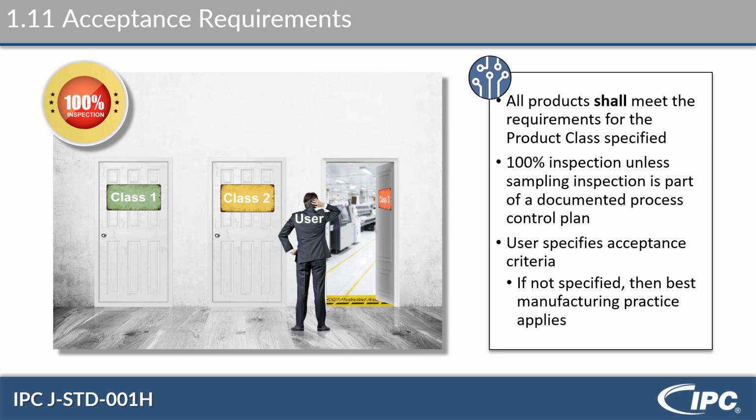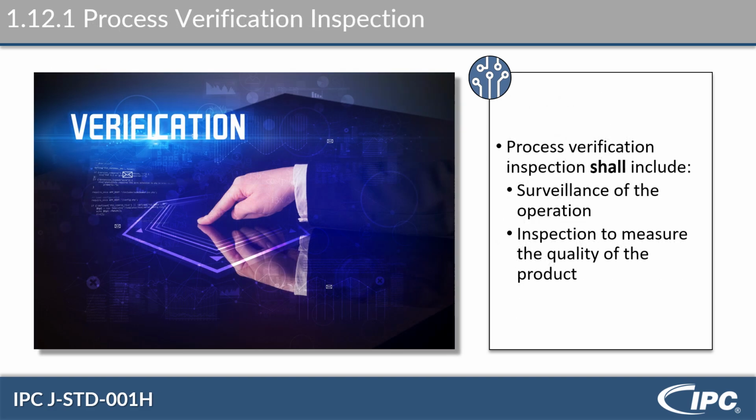Acceptance requirements. All products shall meet the requirements for the product class specified. If sampling is part of the documented control plan, that's one thing, but otherwise it should be 100% inspection. Process verification inspection shall include the surveillance of the operation.